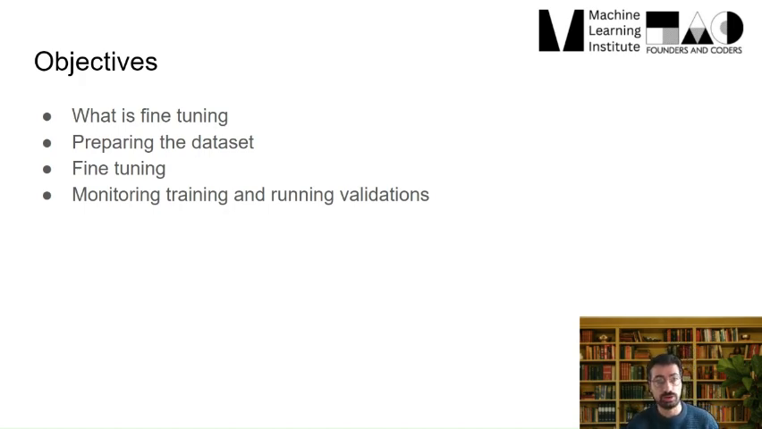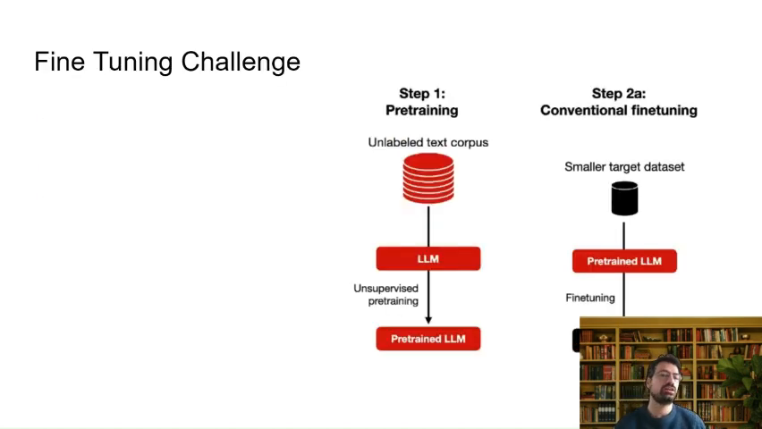Let's start talking about fine tuning, what it is. So, the fine tuning challenge: when these large language models started getting developed, we're talking about billions of parameters. They get pre-trained on a massive corpus of text, and then later on, you might want to fine tune these models so that they perform specific tasks. The model learned generally. Now it needs to learn on a specific task.